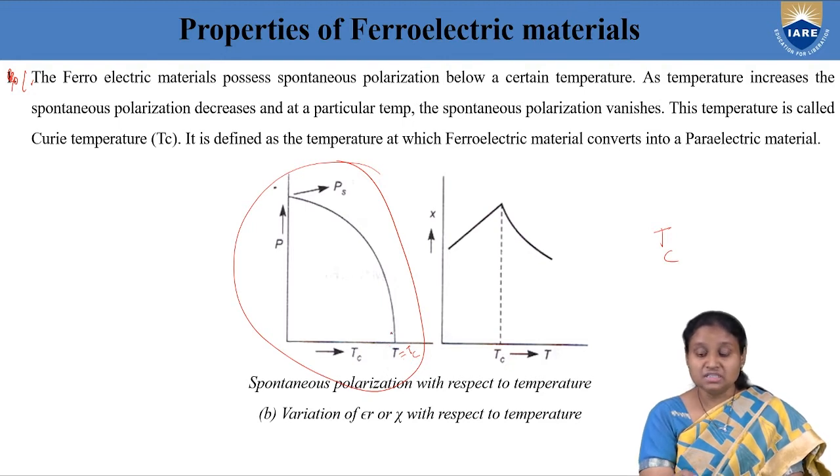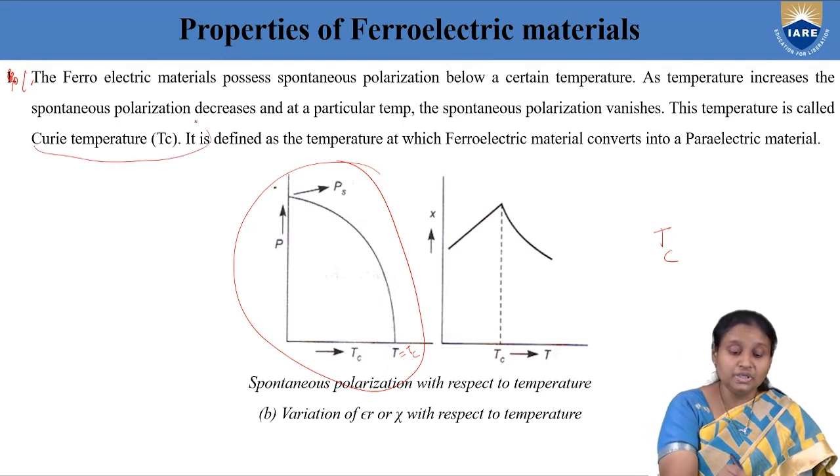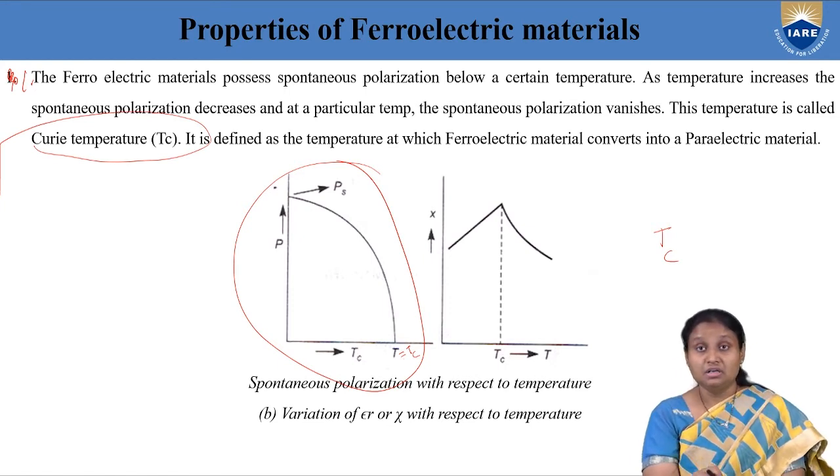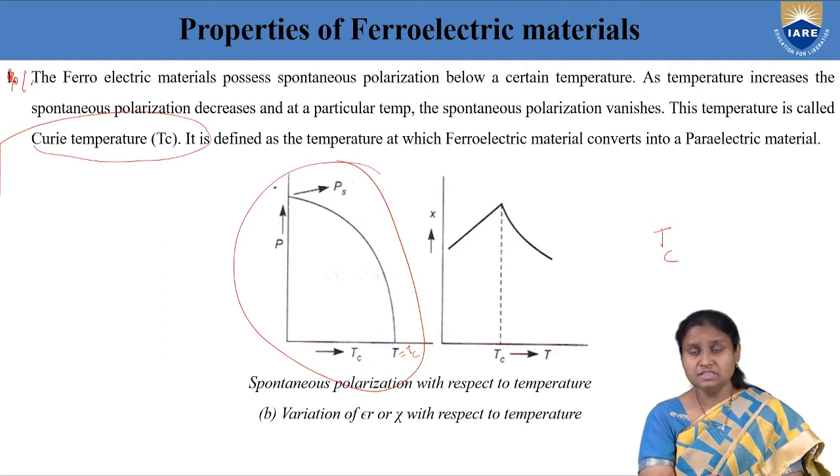So this temperature Tc is called the Curie temperature, after the scientist Curie, who observed this phenomenon. And what exactly is happening at this Curie temperature? Spontaneous polarization associated with a ferroelectric material goes to 0. It means that ferroelectricity exists only below Tc. Above Tc, ferroelectricity is not there, so your material is not ferroelectric.